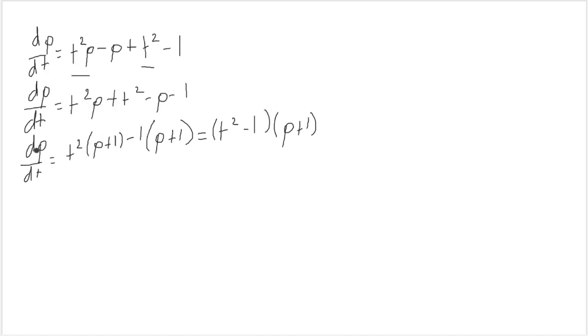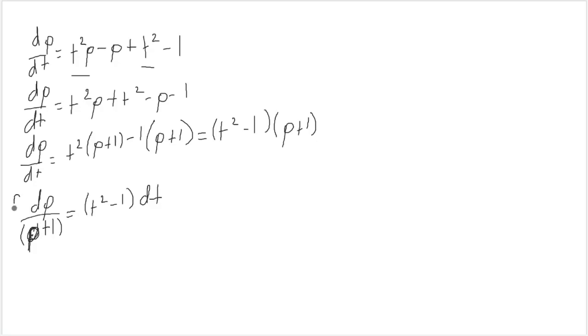So the next thing I can do is group variables together, and I'll do that now. I can go dp over p plus 1, that is a p, is equal to t squared minus 1. I'll keep these in variables for safekeeping. dt. I multiply both sides by dt to remove the dt from the bottom here and move it to the other side. And likewise, I multiplied both sides by 1 over p plus 1 to remove it from this side.